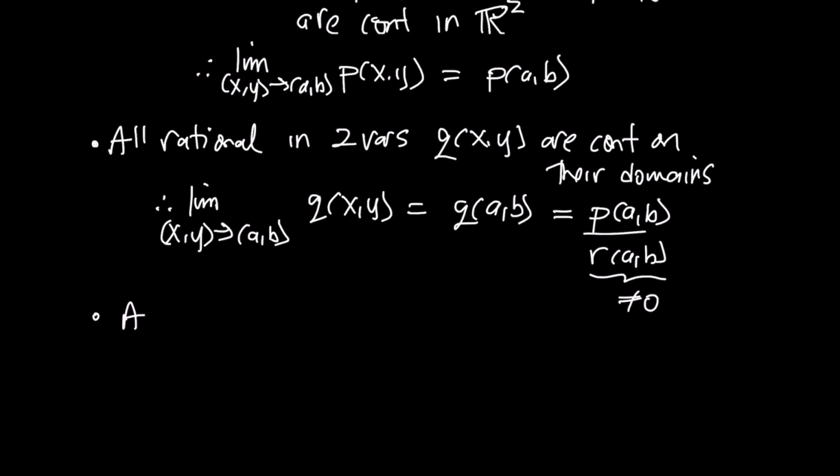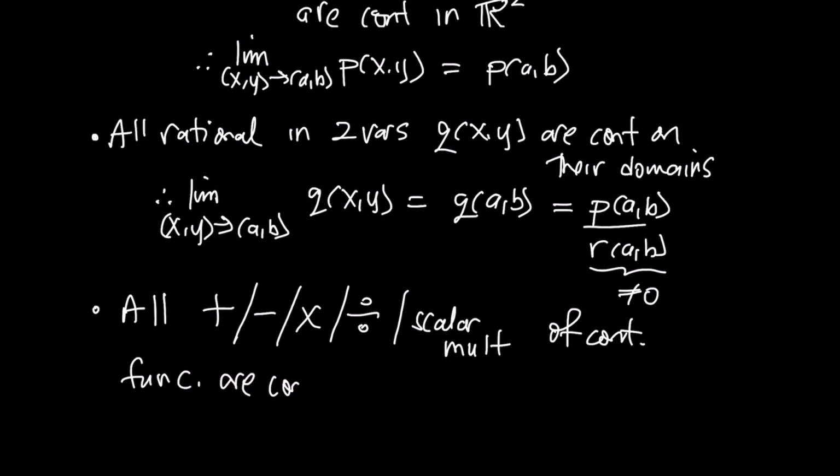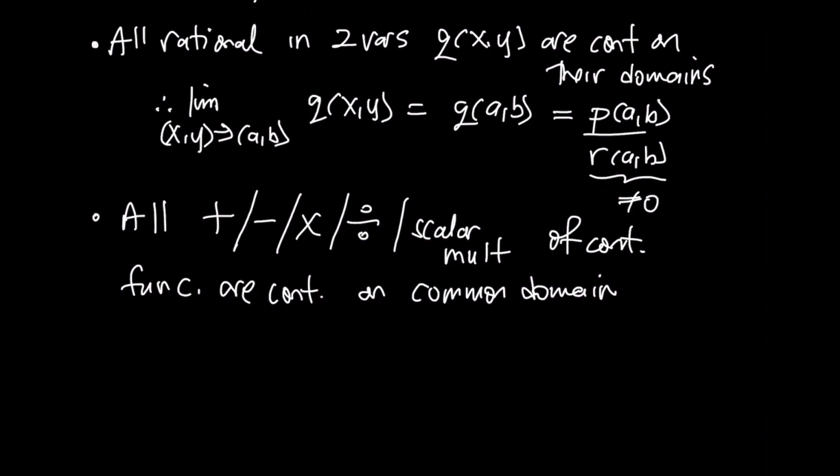We can talk about sums of functions, differences of functions, products of functions, division of functions, and all scalar multiples of functions. All of these combinations of continuous functions are continuous on their common domains. So as long as the two functions you're adding, for example, are continuous, the result will be continuous as long as they're defined. Now, you can also extend it to composite functions.